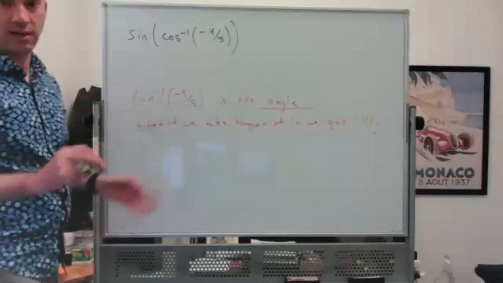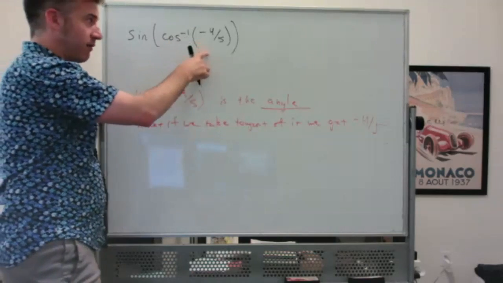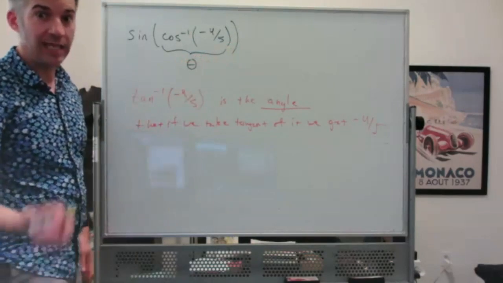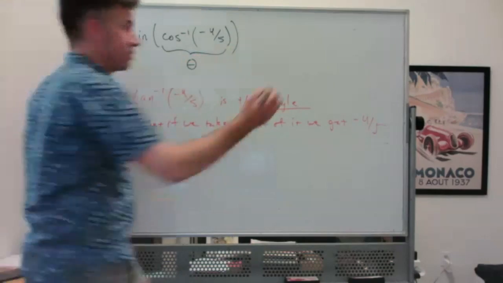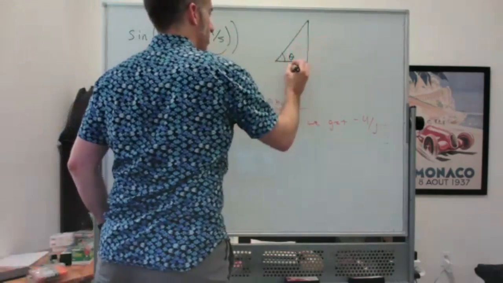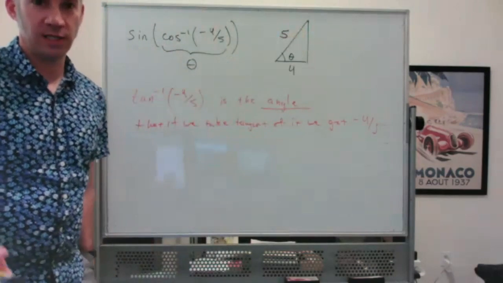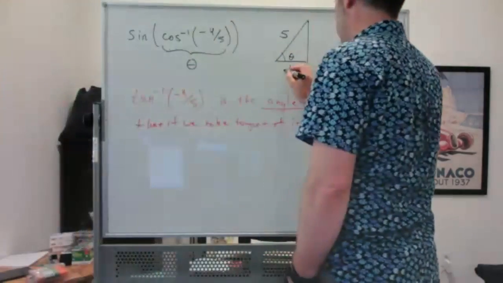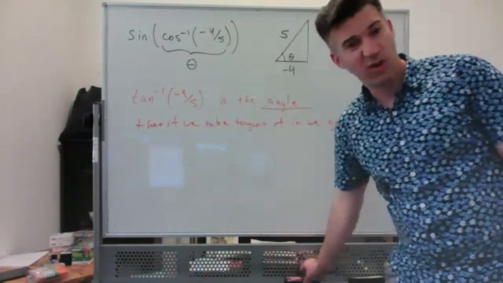I'm going to say the same thing here. Inverse cosine of -4/5 is an angle. It's the angle that if we take cosine of it, we get -4/5. And here I would point out that the negative would go on the leg there if you wanted to write it. Again, I'm not going to write it because it's more trouble than it's worth.